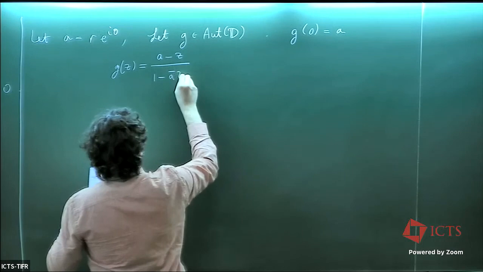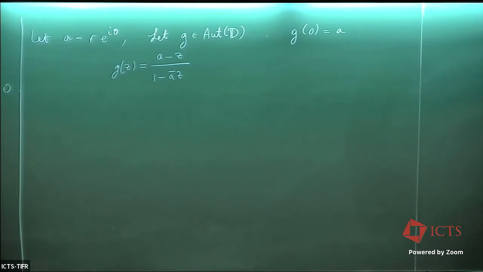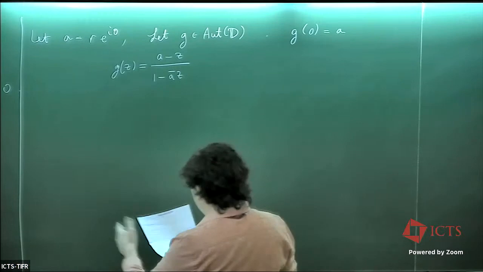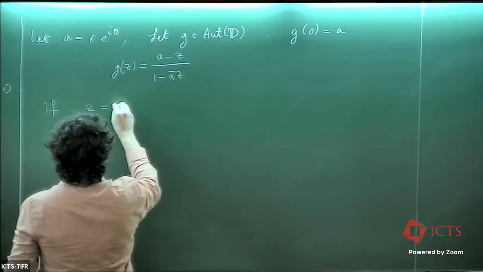And then it turns out that something interesting happens if we look at the derivative of this action on the circle. This is, of course, an automorphism of the disk, but it also acts on the circle. So let's do the computation. If you look at a point z on the circle, a point e to the it, so this is in S1, well, we can do the computation.